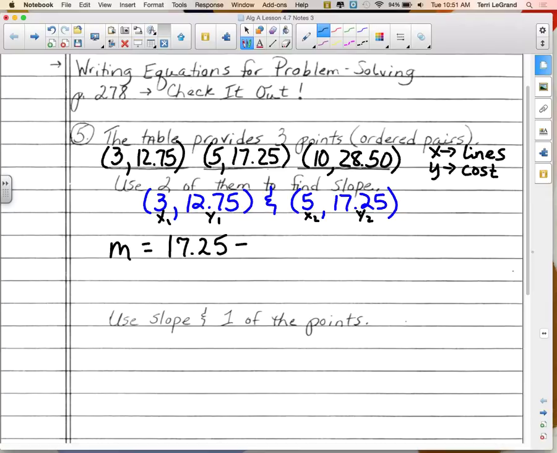Yeah, so we're going to take $17.25 and we're going to subtract the $12.75. Because we're using this slope formula, you know this one. If you need to write it down because it's left you for a while for some reason. We're actually using the slope formula. So m equals 17.25, take away $12.75 over what has to be the order downstairs. 5 take away 3.